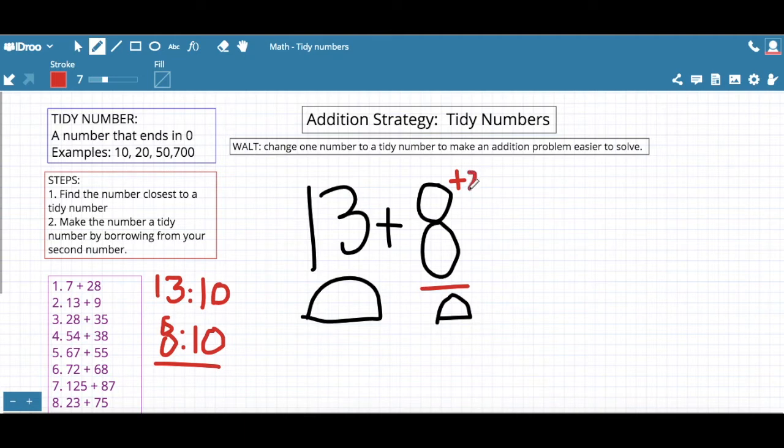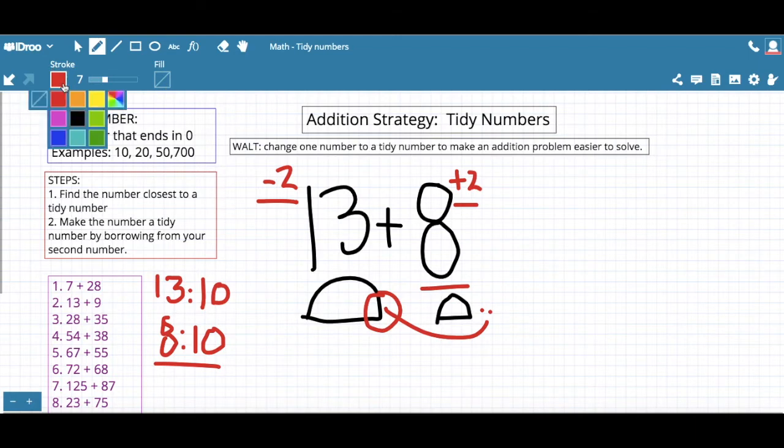We have to add 2. If we're adding 2 on this side, what are we doing on this side? We're imagining that we're borrowing 2 and adding it on this side. So if we're adding on one side, we must always take away on the other side. We still have to end up with 13 plus 8, but we're just making it easier to solve by taking 2 from over here and putting it by our 8.